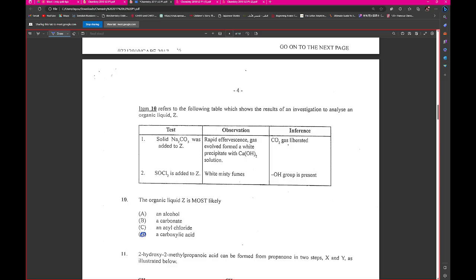So by the fact that it can liberate carbon dioxide generally, right, we would understand that it cannot be a carbonate. Can be an alcohol, right? Well, it could be an acyl chloride technically, right? But the acyl chloride won't generally react with the thionyl chloride to give us the white misty fumes. So note that as well.